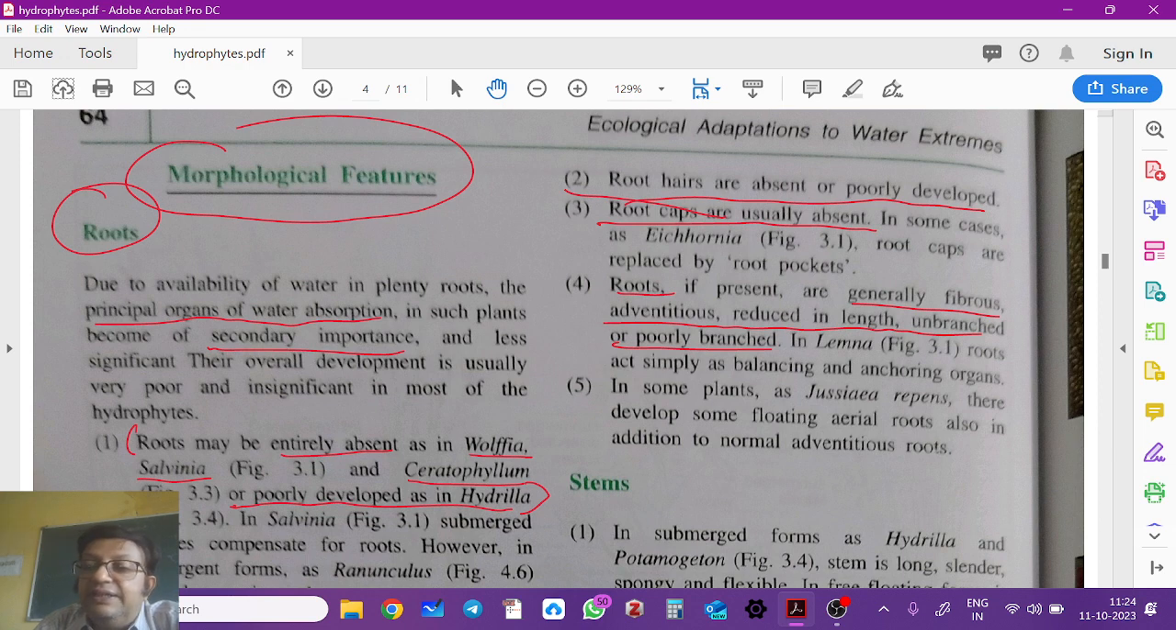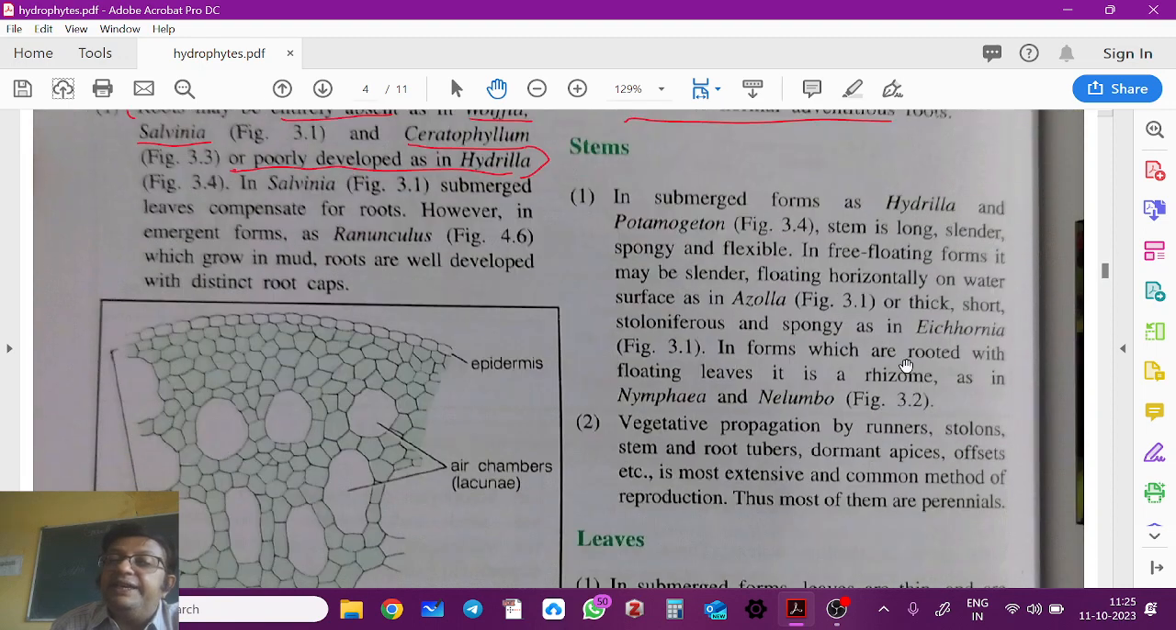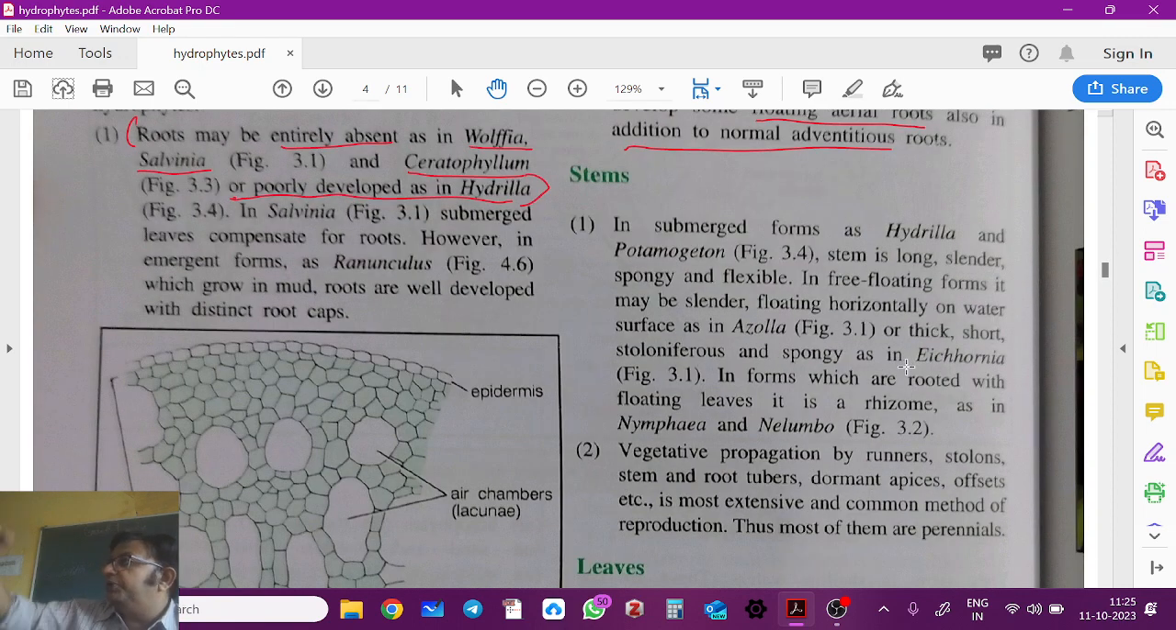Fibrous means fiber-like, or they may be adventitious, hanging down, they may be reduced in length, small, they may be unbranched or poorly branched, no branches. In some plants such as Jussiaea repens, some floating aerial roots develop in addition to adventitious roots. The next is the stem. After the roots, the stalk above is the stem.